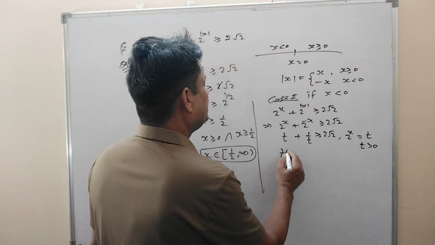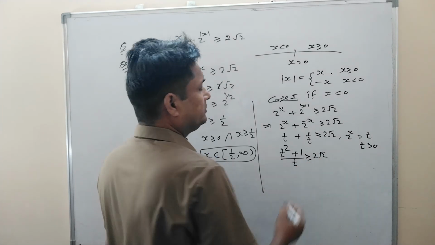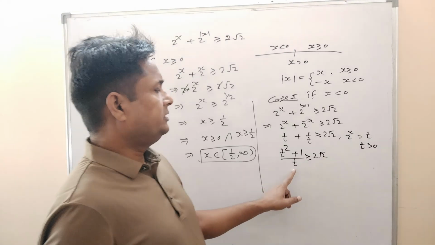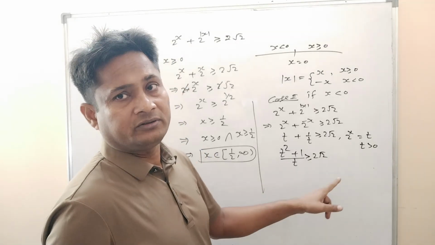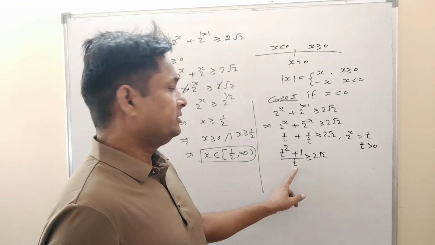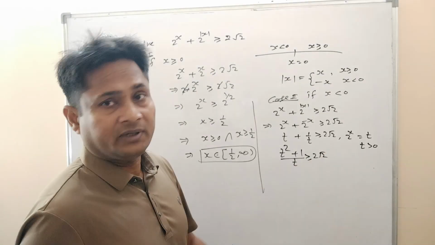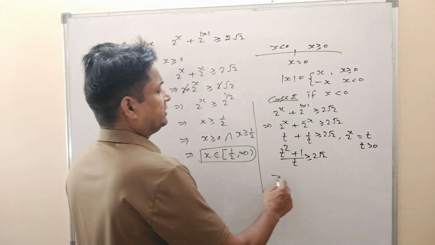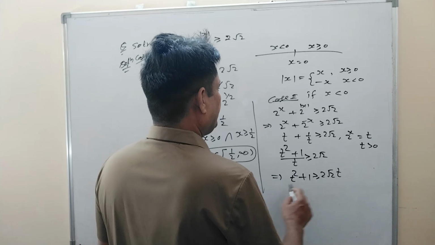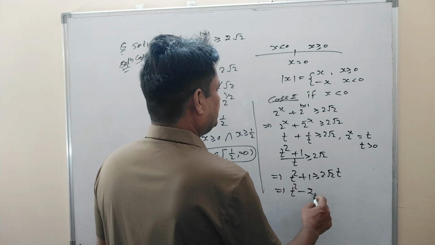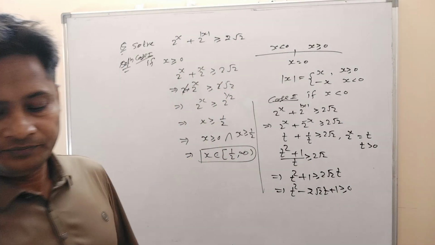So simplify this. This will be t square plus 1 divided by t greater than or equal to 2 root 2. Now you can multiply t to the other side because t is always positive. 2 to the power x always gives a positive number, and if you have a positive number, you can multiply it to the other side of the inequality. So this will be t square plus 1 greater than or equal to 2 root 2t. That means t square minus 2 root 2t plus 1 greater than or equal to 0.